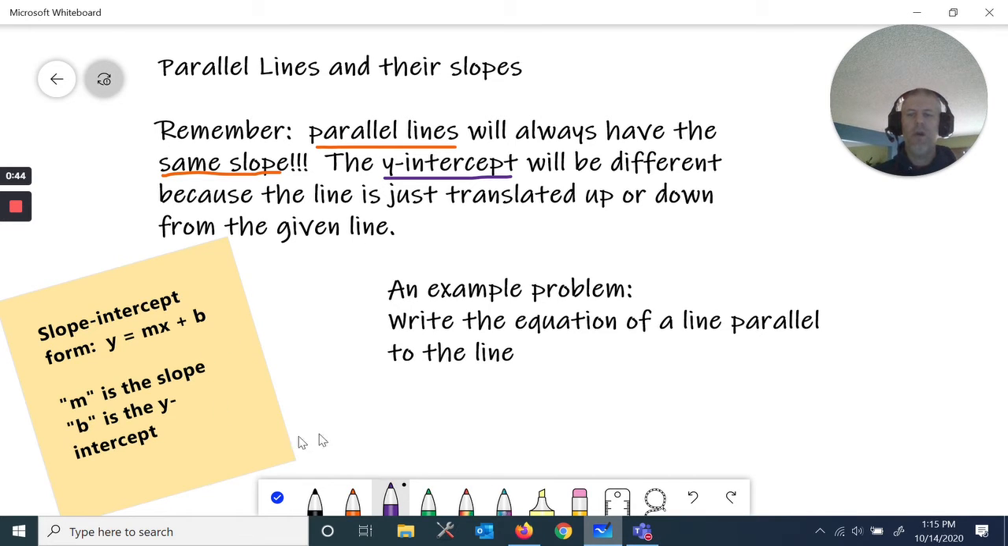So just as a quick reminder on my post-it here, remember slope intercept form is y equals mx plus b, where m is the slope and then b is the y-intercept. So I'm using some color to kind of identify which piece is which now.